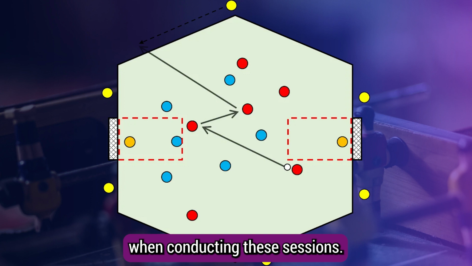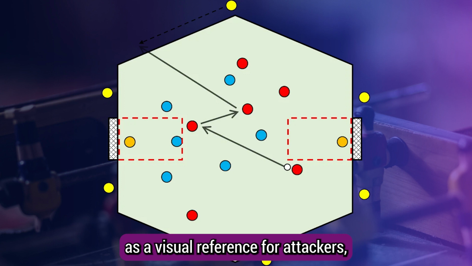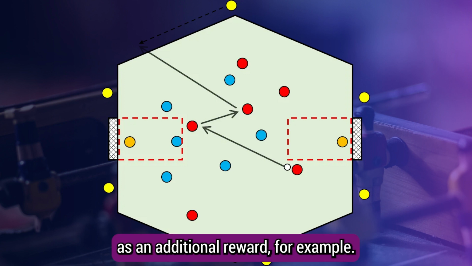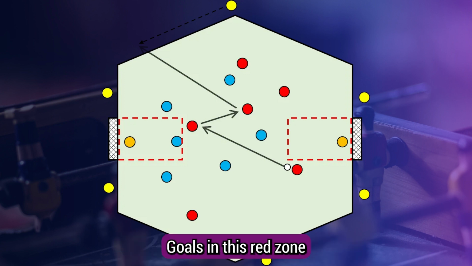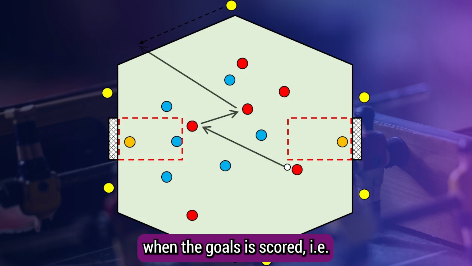When conducting these sessions, I often mark out this red zone with flat markers as a visual reference for attackers, which can also be used as an additional reward. For example, goals in this red zone could count double, or the goal could equal the number of players in the red zone when the goal is scored, i.e. 3 players in red zone equals 3 goals.